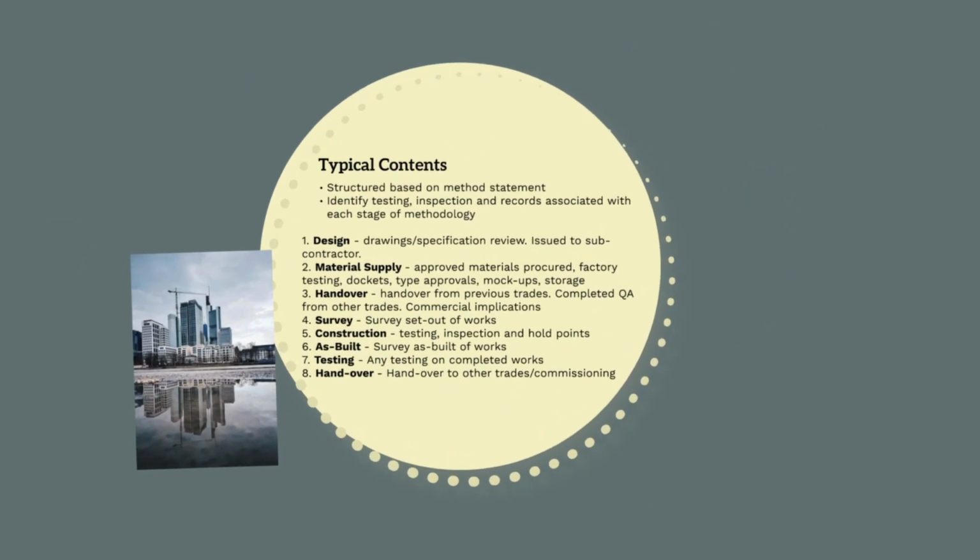Now we're familiar with the structure of an ITP, let's now look at the contents. This is the information we'll actually populate the ITP with. To begin with, the ITP needs to follow the method statement. This is the methodology used to complete the construction activity. Against the methodology, we will then identify the testing and inspection and records associated with it.